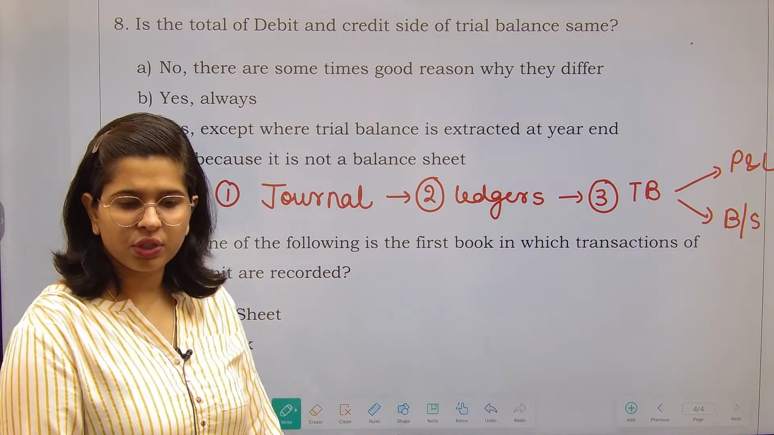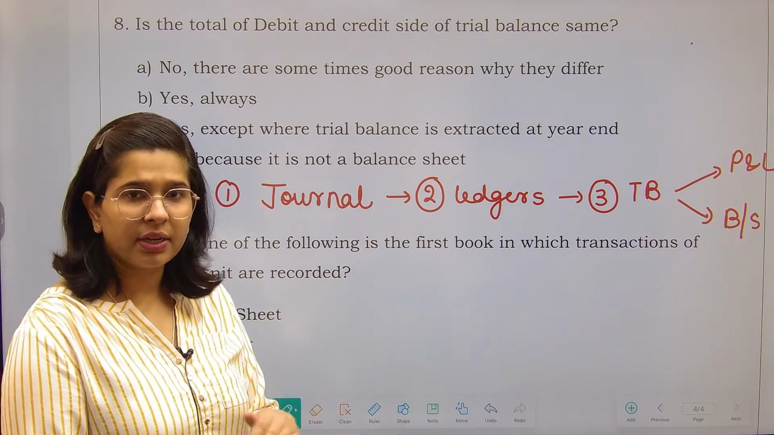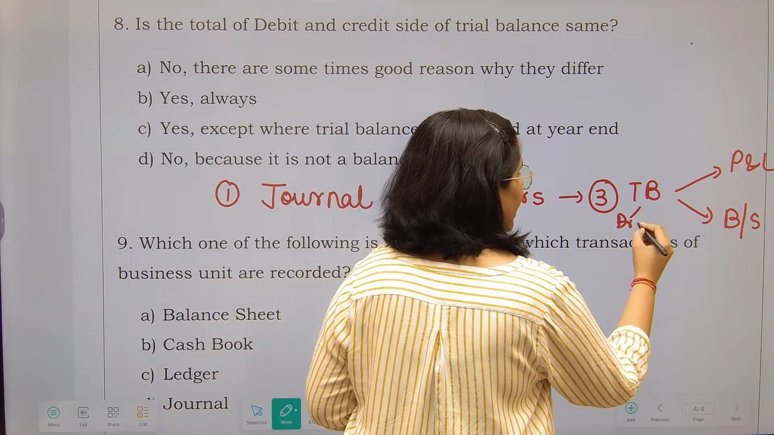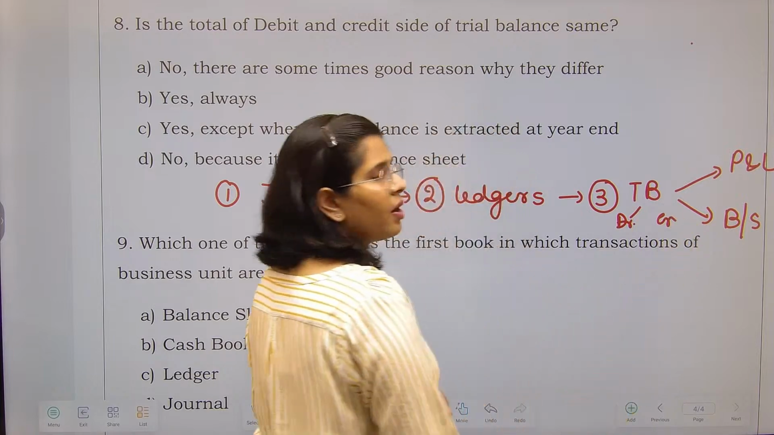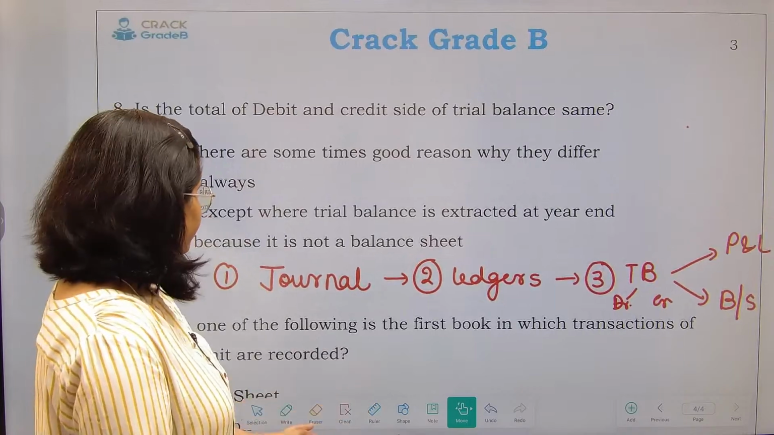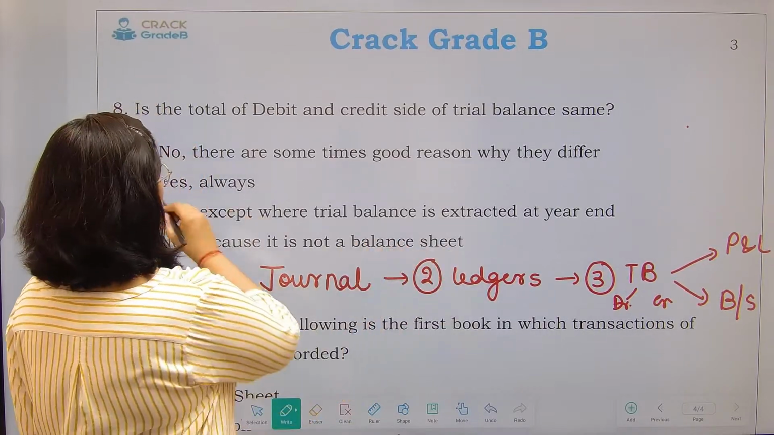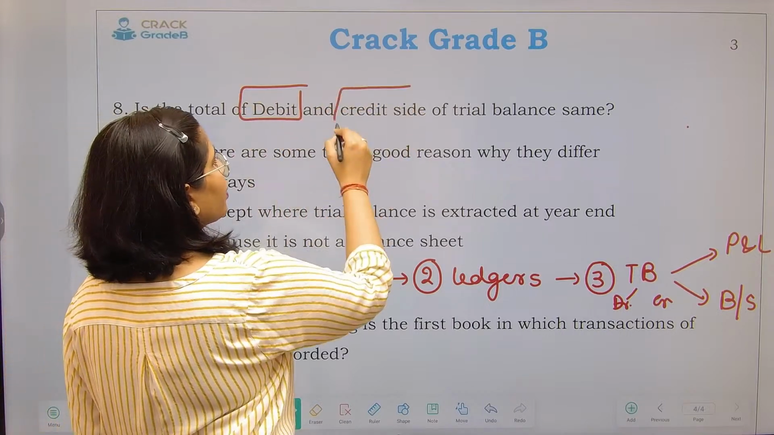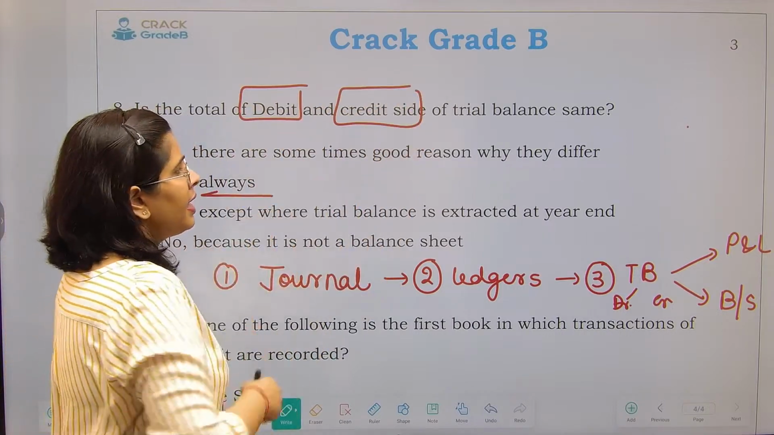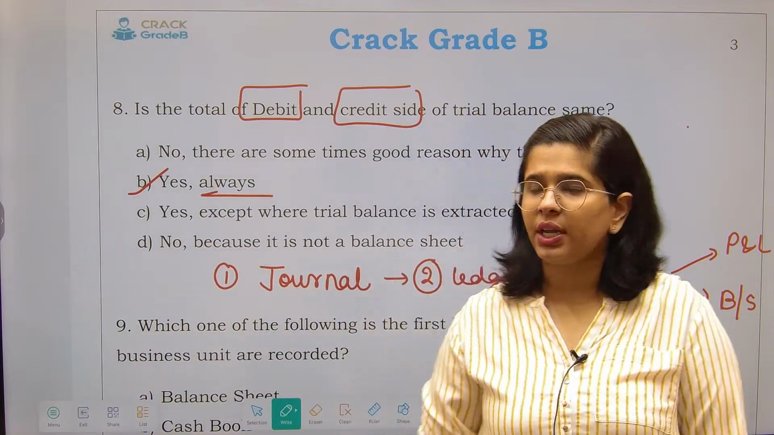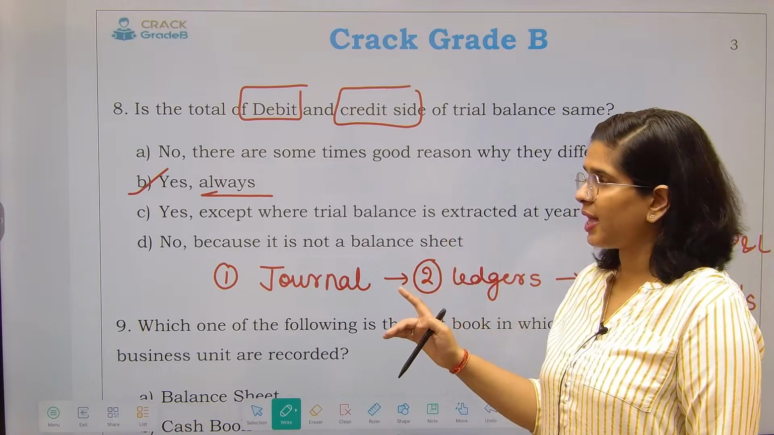And always know the trial balance figures have debit balances and credit balances, and they are always going to match. Fine. So this is the answer. In the trial balance, both sides, debit and credit, are always going to match. Now the options that have been given for creating confusion, let us see them as well.